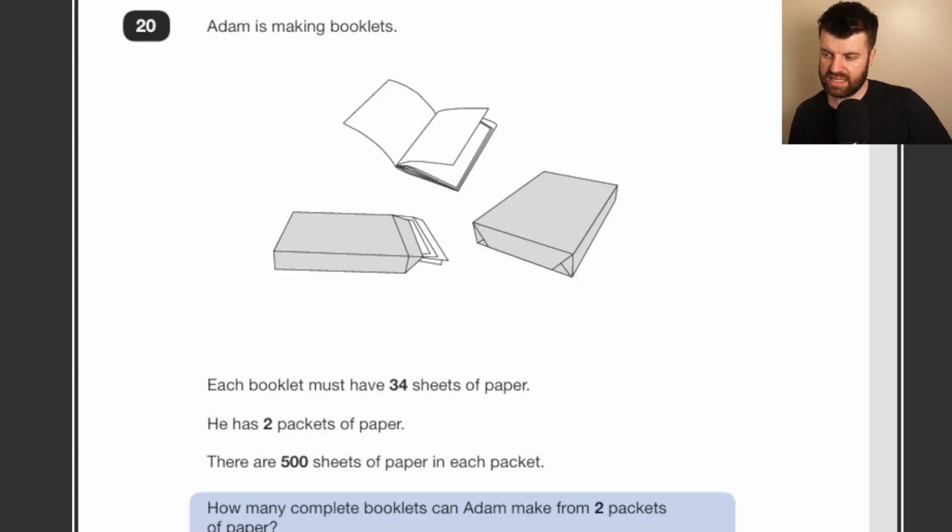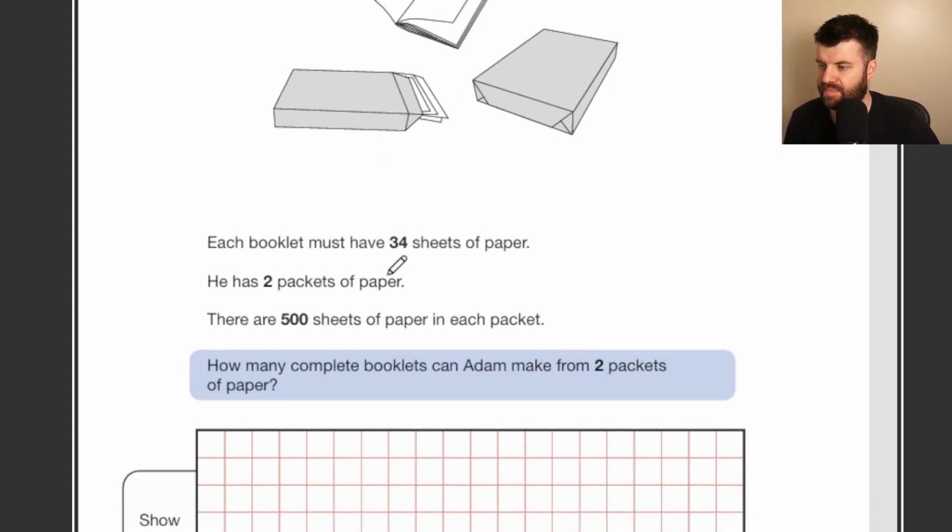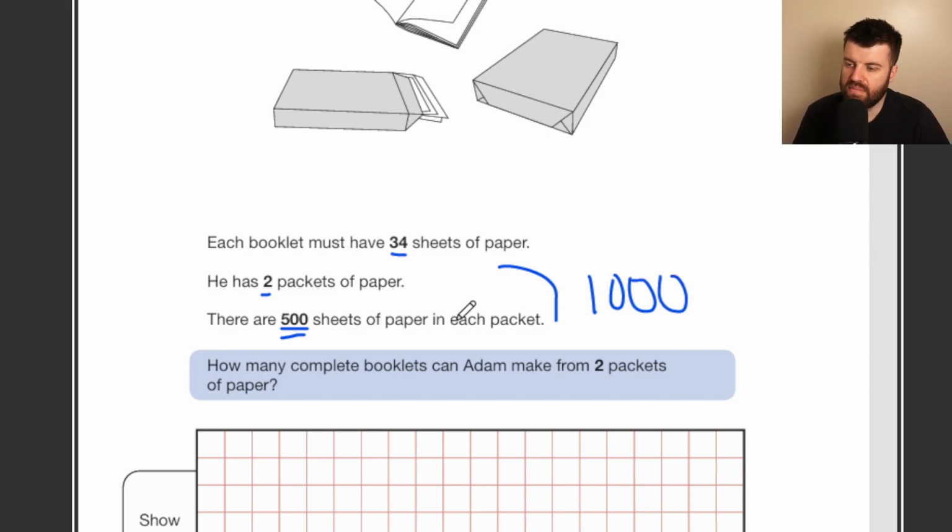Adam's making booklets. Each booklet must have 34 sheets of paper. He has 2 packets of paper, and there are 500 sheets in each packet. So firstly, straight away, we know he's actually got 1,000 sheets of paper altogether. How many complete booklets can Adam make from 2 packets of paper?